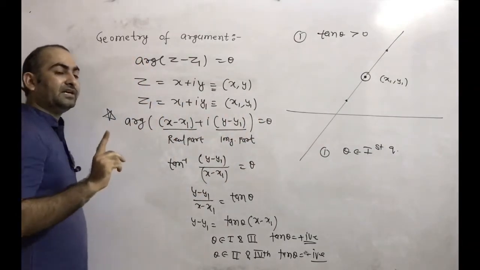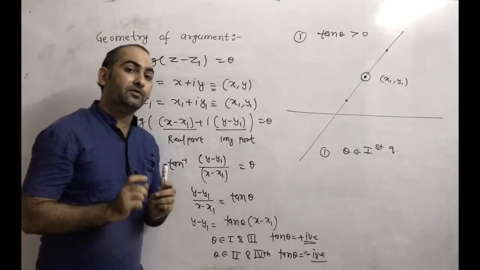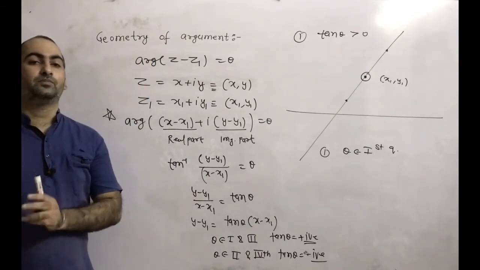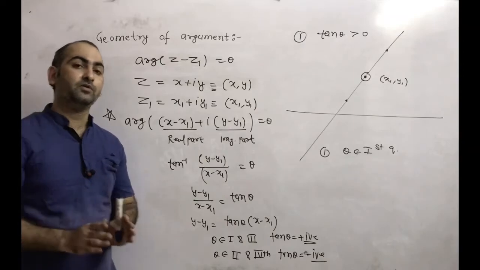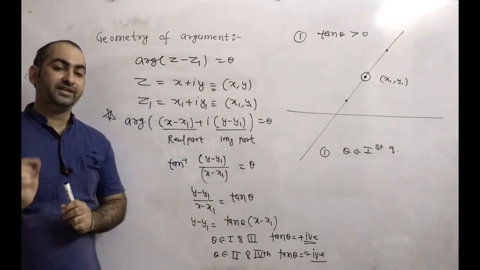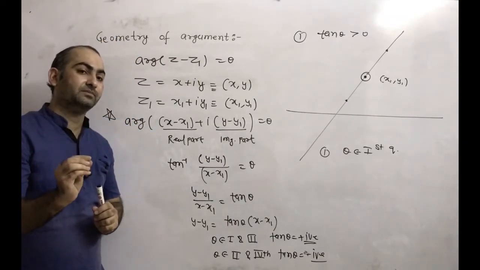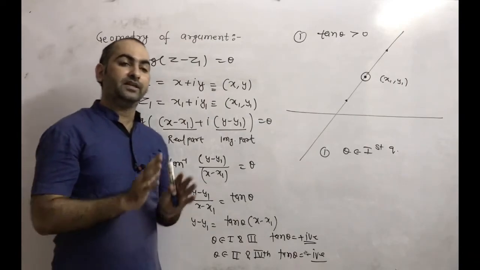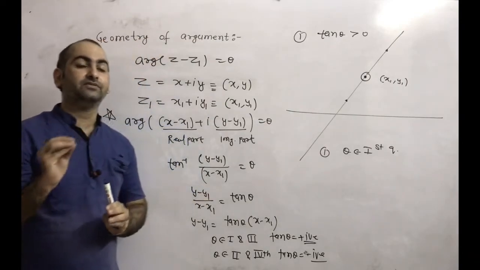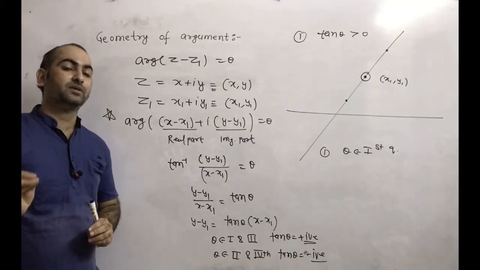Okay, if theta lies in the first quadrant, that means the real part and imaginary part should both be positive. If theta is in the first quadrant, then any complex number with argument in the first quadrant lies in the first quadrant. That means the real part and imaginary part should both be positive.